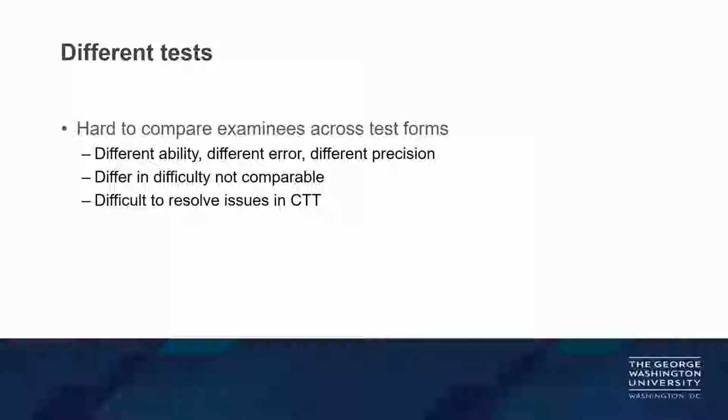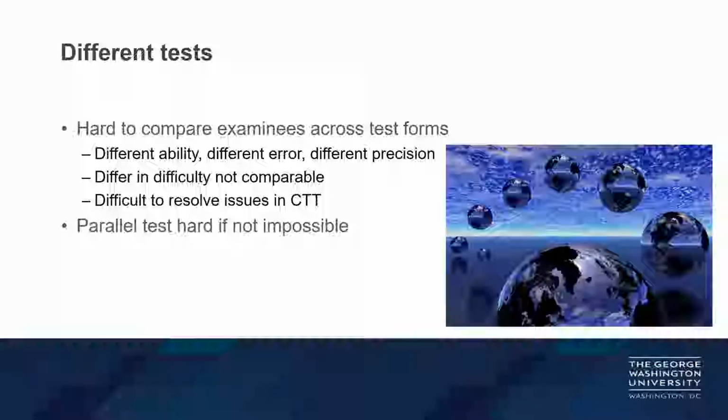Often we have different tests or test forms that we're trying to compare, and this can be a hard comparison. We could have differences in ability, in error, and precision. You can think about our classical discussions of things like parallel and tau equivalent forms. They differ in difficulty, may be very difficult to compare, and it's difficult to resolve in classical test theory, and we often don't even believe that we have parallel forms, and it may be hard or impossible sometimes to demonstrate so. Here are some other issues that come up with the differences between classical test theory and item response theory.